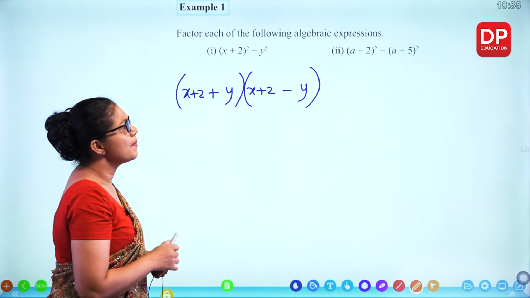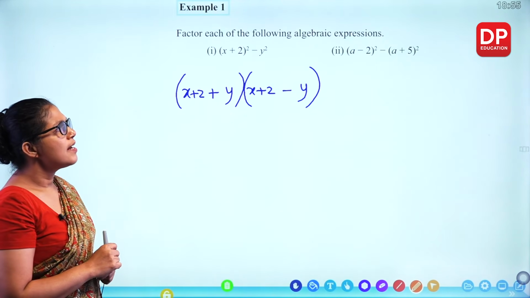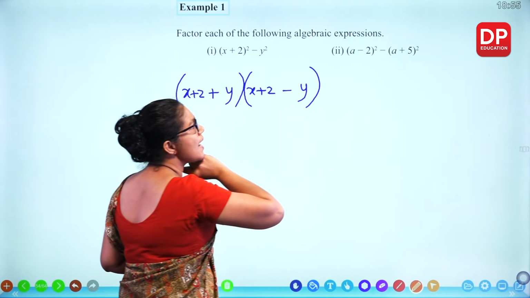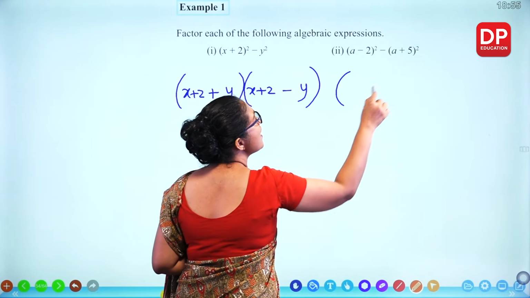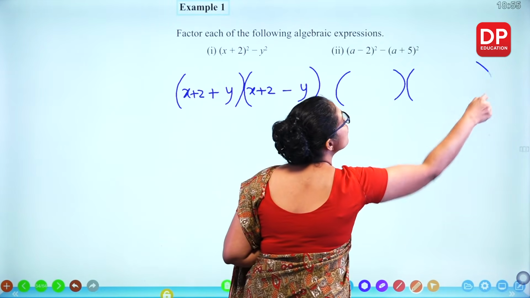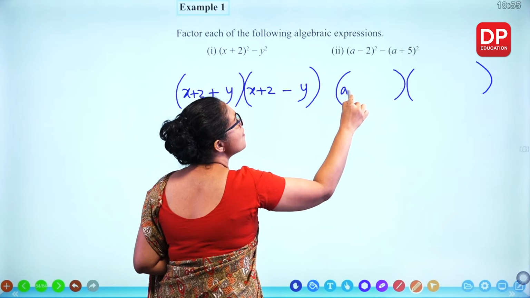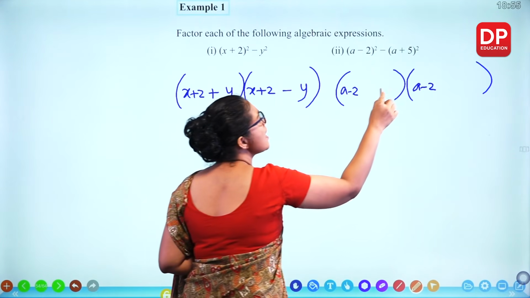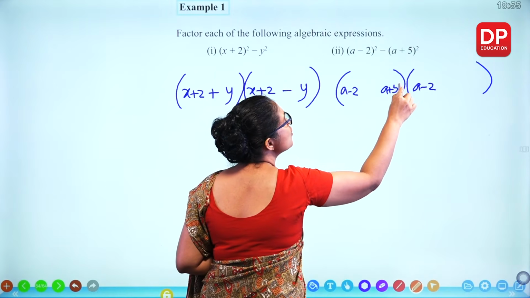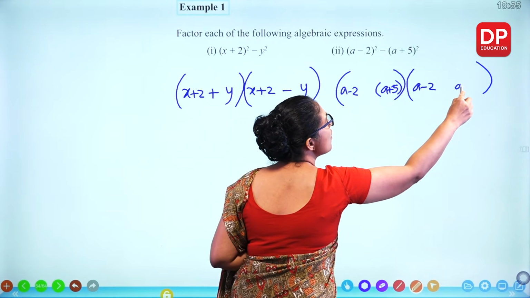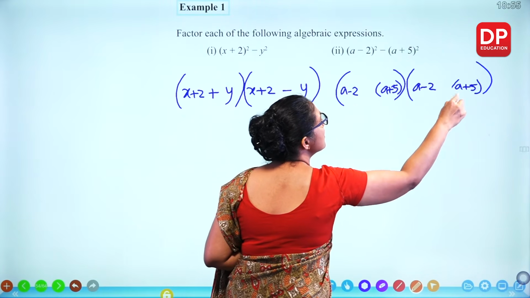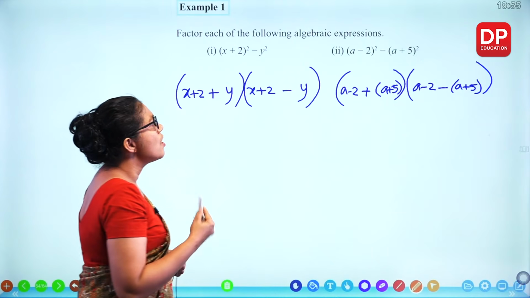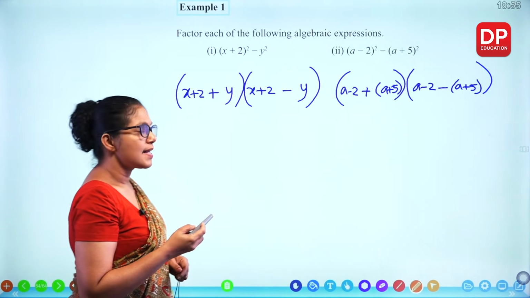Look at the second example. Two terms are there and both are square terms. And also there's a minus sign in between. So how can I write the two factors? I can write first factor is a minus 2. What's the second factor? A plus 5. But make sure that you put brackets when you write down the second factor. Then one is plus, one is minus. Now try to expand brackets and simplify.